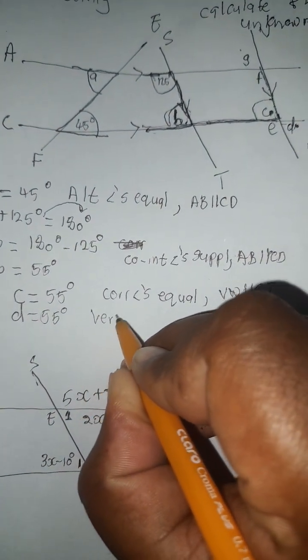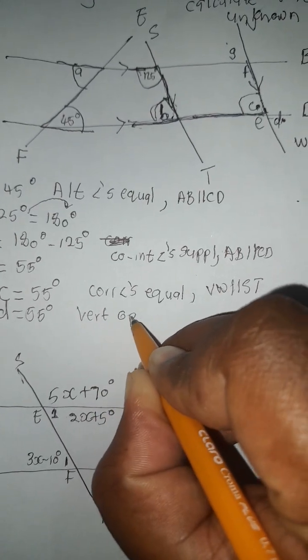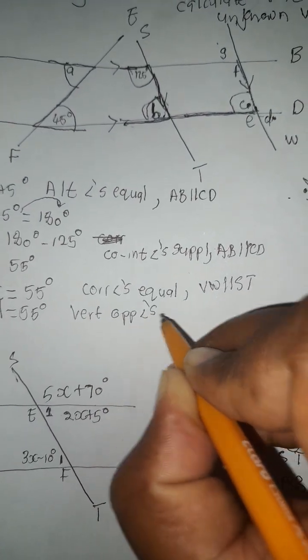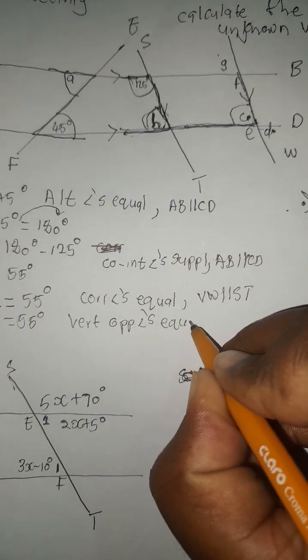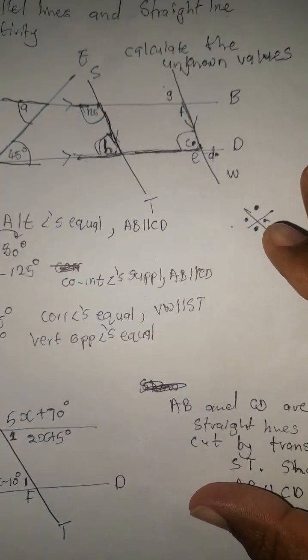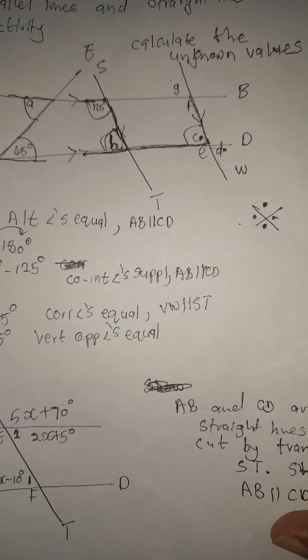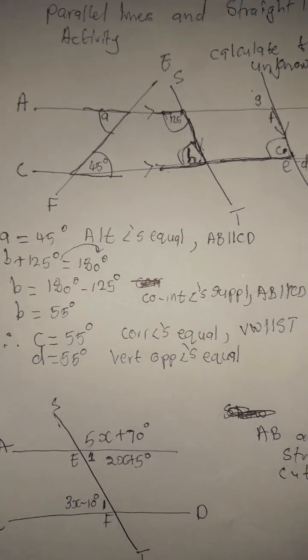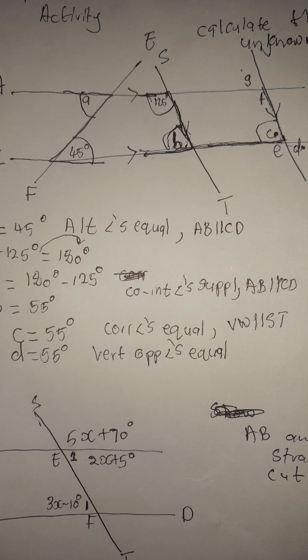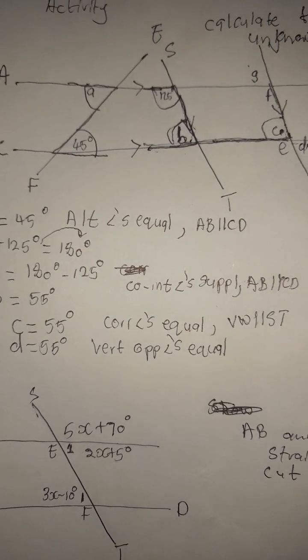So the reason is vertically opposite angles, they are equal, right? Remember, you must support your statement. In geometry, it's all about statement and reason, right? We already calculated D as 55 degrees.